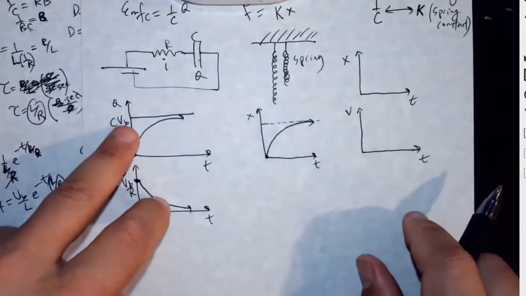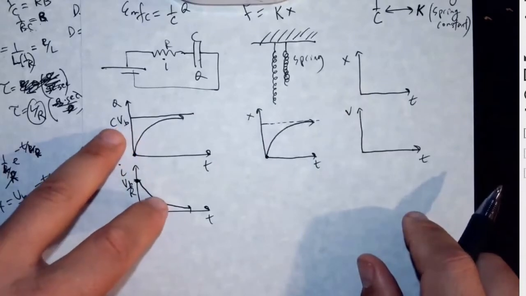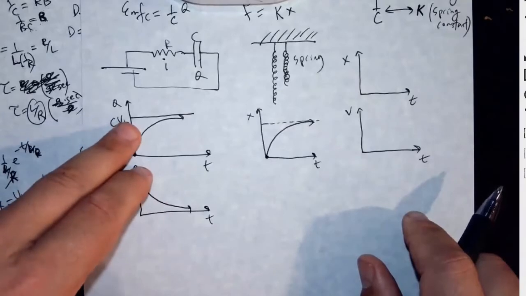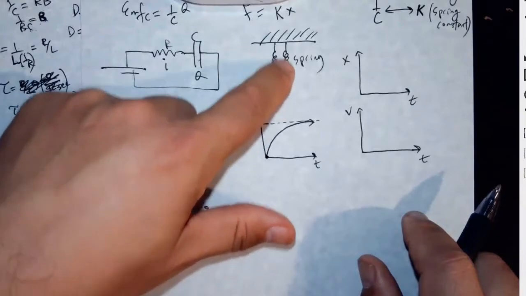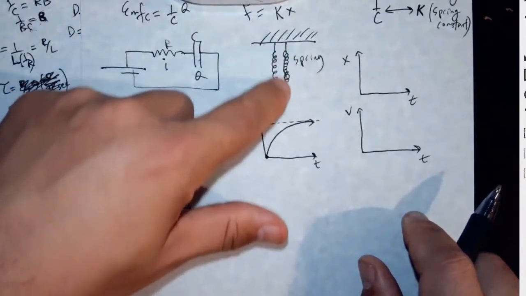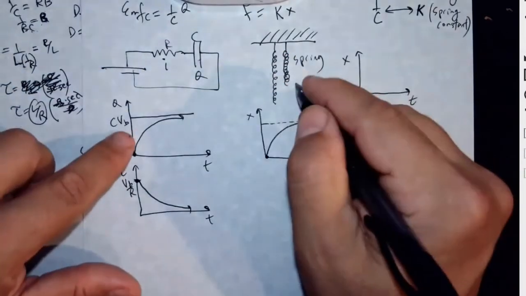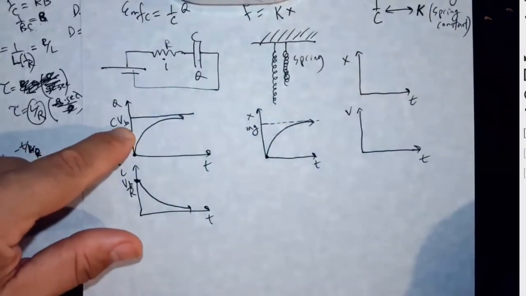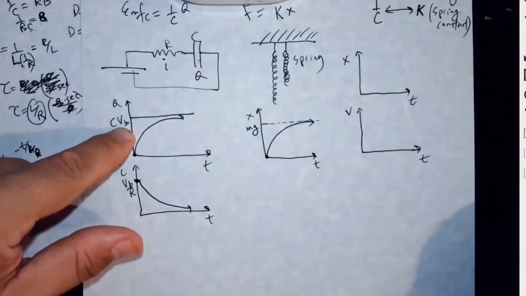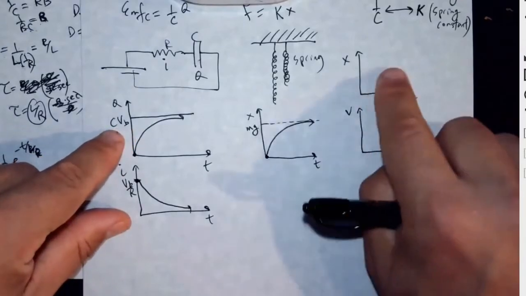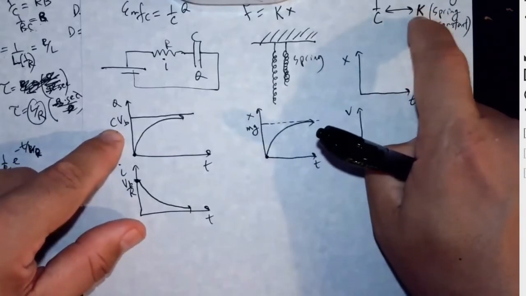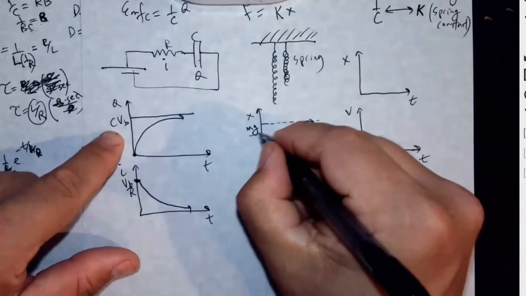What replaces VB? What replaces C? VB is the voltage of the battery. It's replaced by the gravitational weight of the spring. So VB is replaced by mg. You see? The weight of the spring. And then C is replaced by what? 1 over the constant, the Hooke's constant. There you have it.